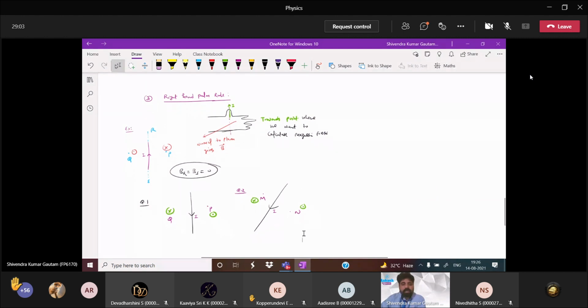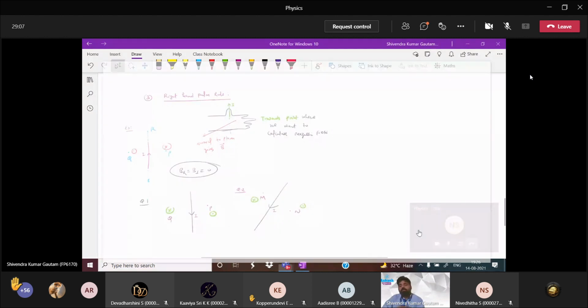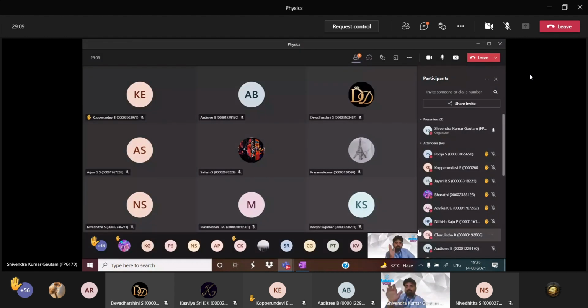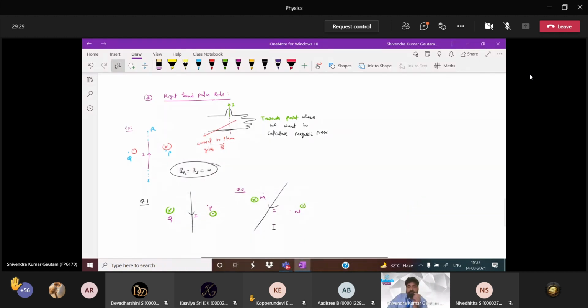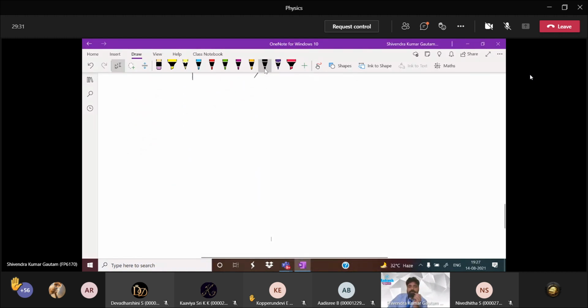Once again I will tell, this rule only you have to use. Fix only one rule in your book: the right hand palm rule. Thumb in the direction of current, fingers towards the point where you want to calculate the magnetic field. The normal to the palm will give you the magnetic field direction. Some examples we will take. After that you will do a few. So only this rule you have to know.